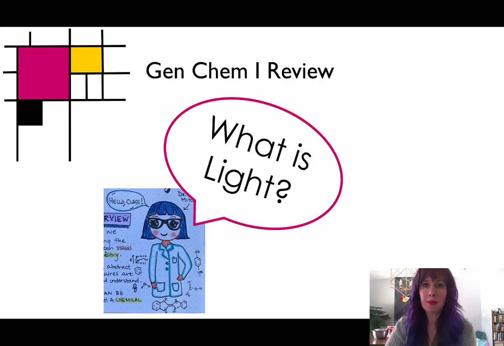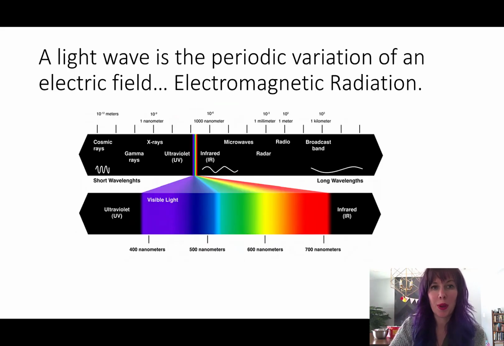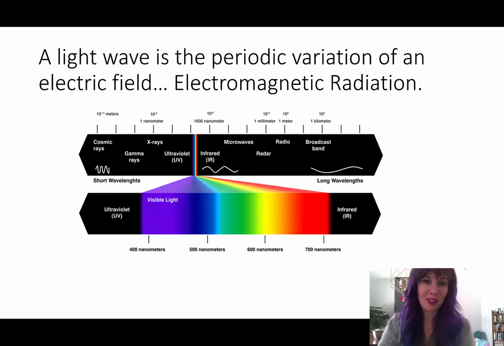So first, I want you to think back to Gen Chem 1. What is light? So pause this video for a second and write down, what is light? So hopefully you remembered that light is a wave. Well, it's both a wave and a particle, but it's a wave that is the periodic variation of an electric field. We also call it electromagnetic radiation.